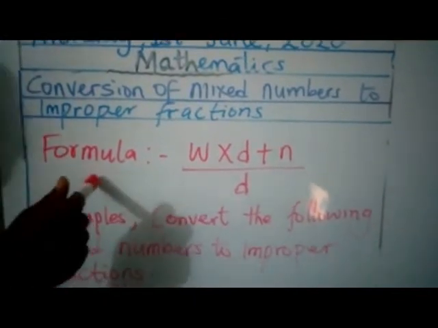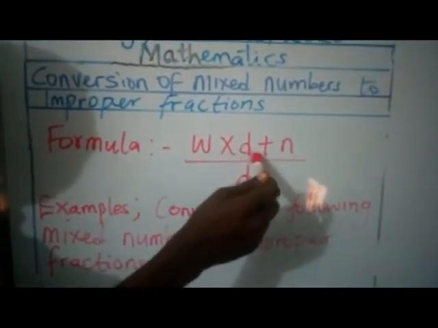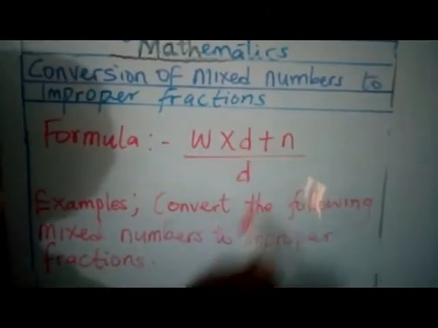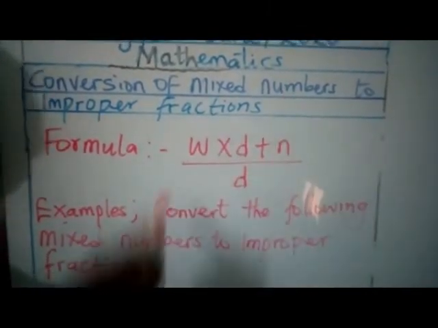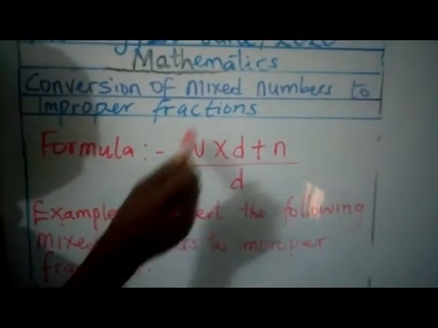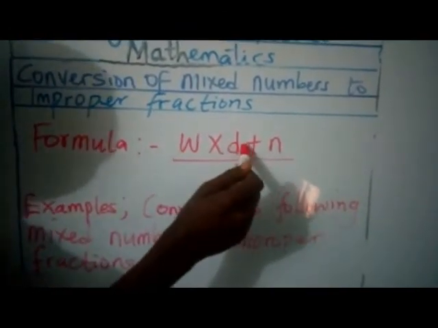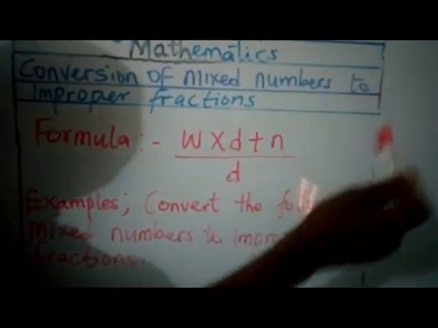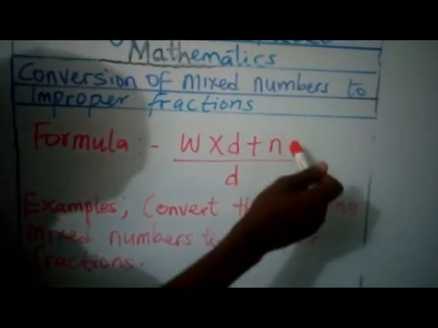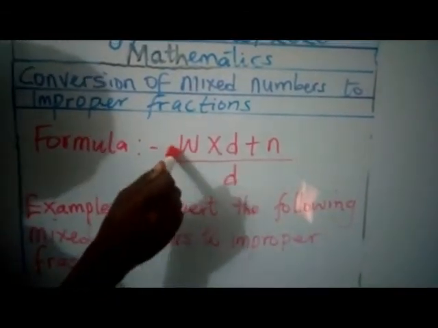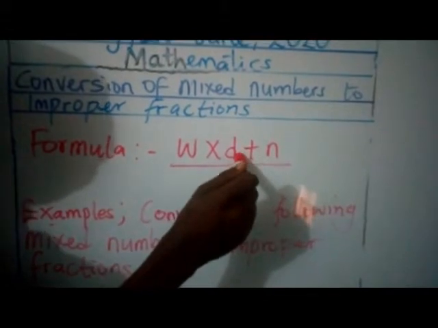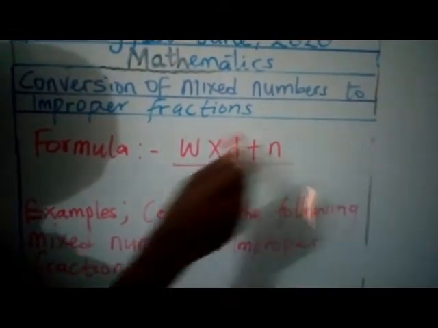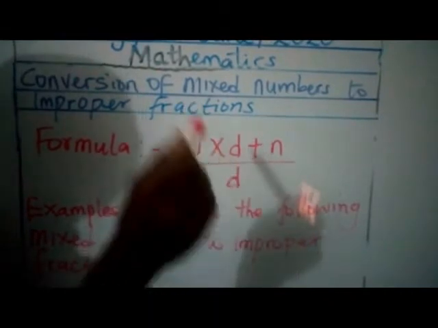I will be using this formula: W multiplied by D, plus N, over D. I'm going to tell you the meaning of all these letters. W means whole number. You multiply your whole number with your denominator. D means denominator. You add it with your numerator. We all know what numerators and denominators are. Then you divide everything over your denominator. I take it again: whole number multiplied by your denominator, plus your numerator, everything over your denominator.